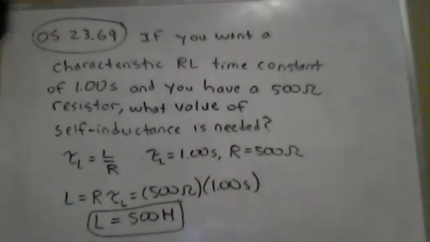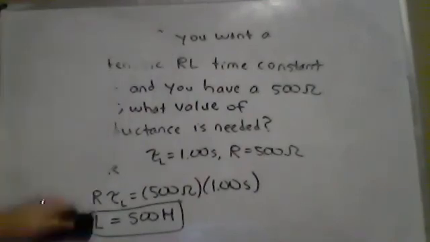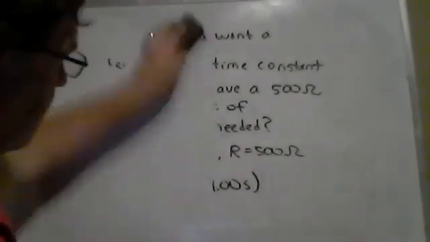Okay, one more problem and then we call it a done deal. I want to do OpenStax 23.74. A. What is the characteristic time constant?